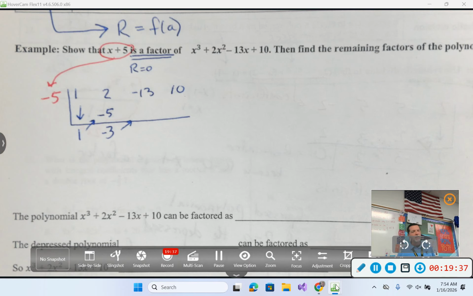Why don't you see if you can finish that one off? And because they kind of told us already, we know what our remainder should be. So you have a built-in check on this problem.